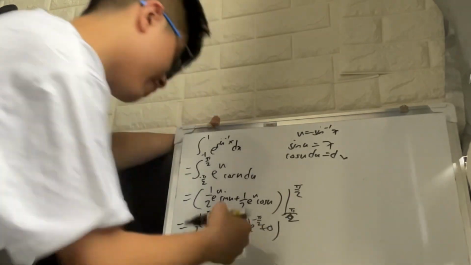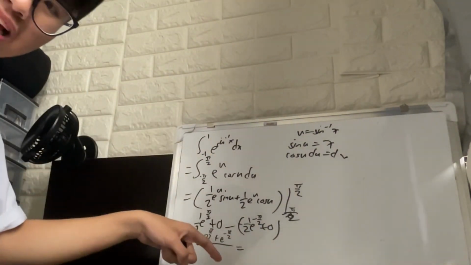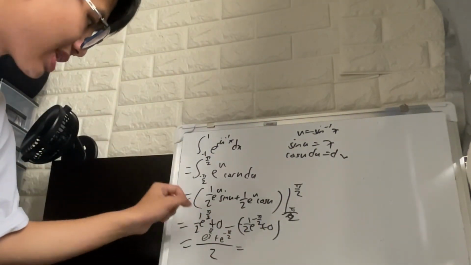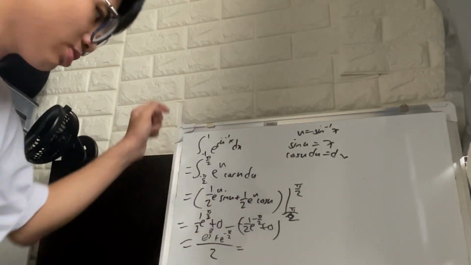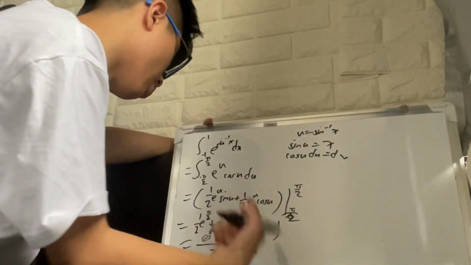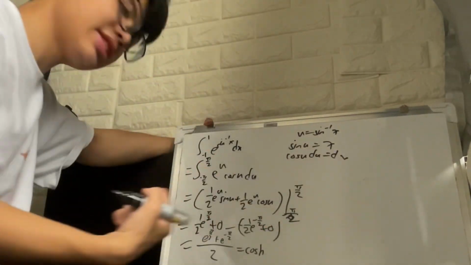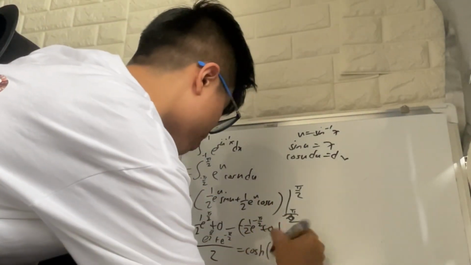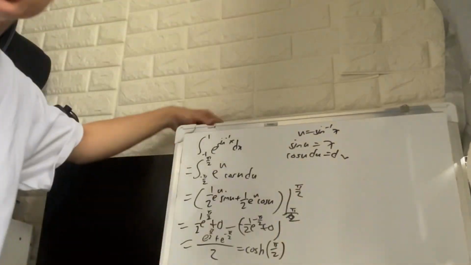So you can leave this as the answer, but this is the same as the form (e to the power of x plus e to the power of negative x) over 2. So this is the hyperbolic cosine, named as cosh of pi over 2. Like that is the answer.